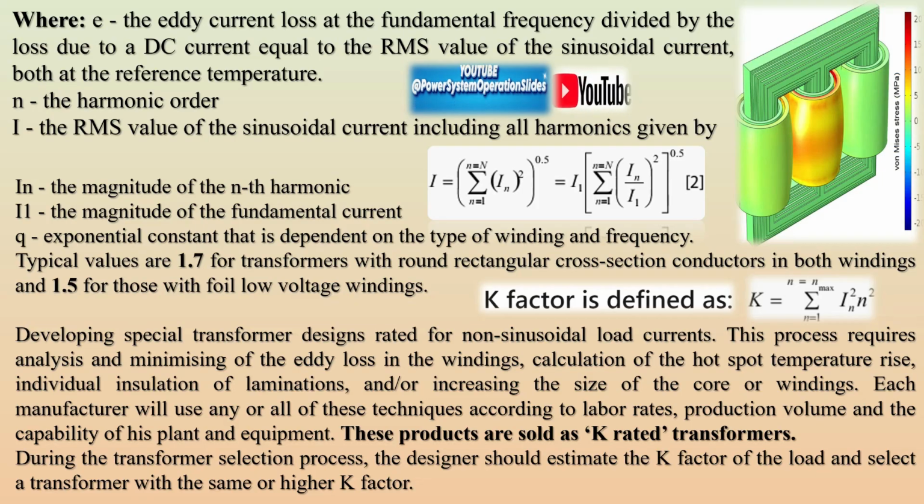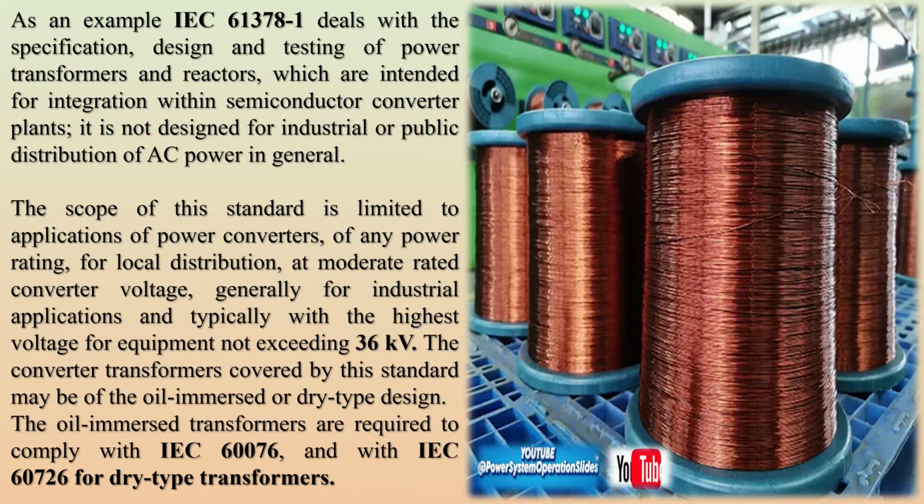Increased hysteresis losses. Harmonics cause more frequent reversals of the magnetic field, leading to greater hysteresis losses in the core. Skin effect and proximity effect losses. Harmonic frequencies cause the current to concentrate near the surface of the conductor, the skin effect, increasing resistance and, hence, losses. Proximity effect occurs when currents in adjacent conductors affect each other, leading to further resistance and losses.